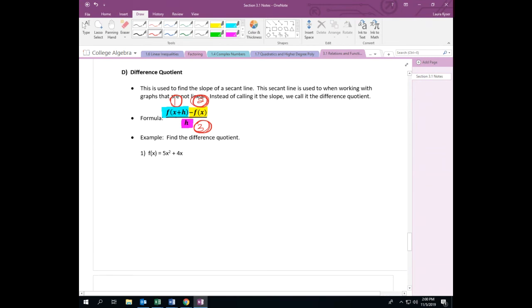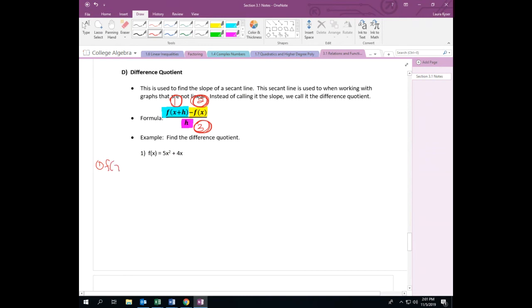And if you don't look at it as a giant whole ugly formula, it's a little bit easier to deal with, taking it step by step. So that's how we're going to do these. And there are 2 examples. The first one is a quadratic. And so I'm going to begin step 1 by replacing the x's with x plus h.